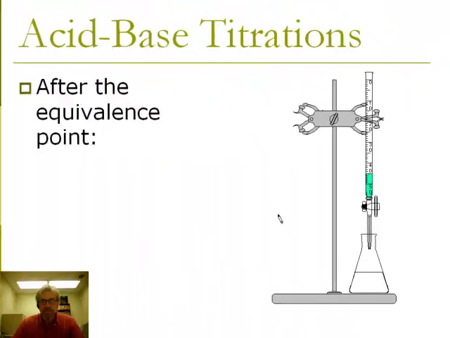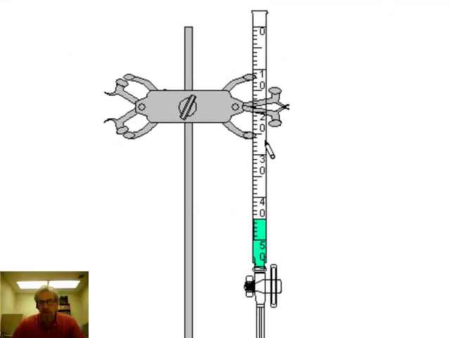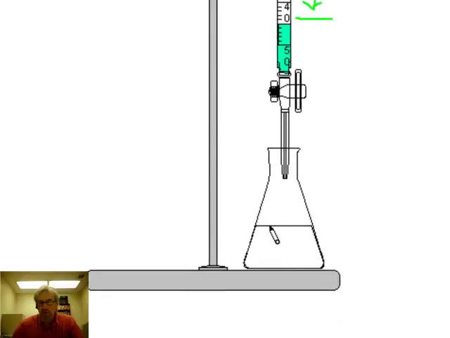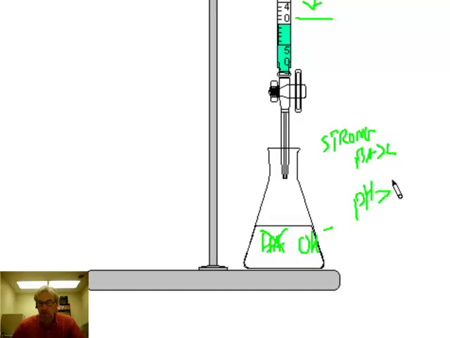After the equivalence point, so the equivalence point was somewhere here on the burette, now we've added additional hydroxide to the flask. Now remember, all the strong acid, all the HA, had been neutralized. So what we've done here is we've taken a solution that was essentially water and added a bunch of hydroxide ion. So after the equivalence point, what we have is a strong base solution. And the strong base solution has a pH greater than 7, like all bases would.